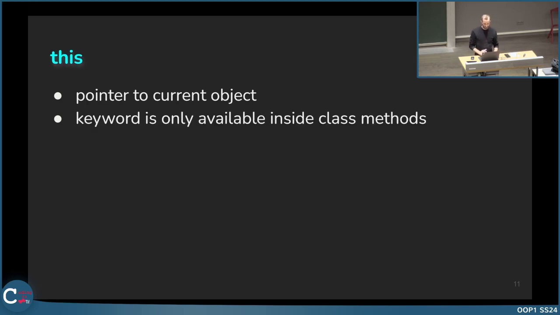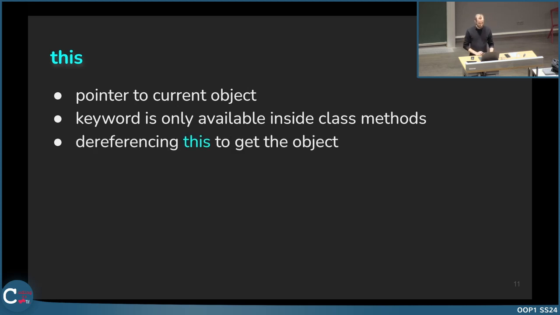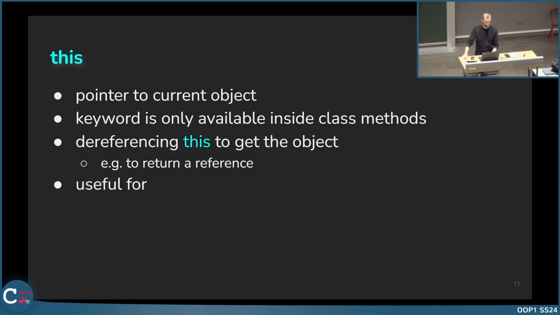This keyword is only available inside the class, of course, because it refers to the current class. You cannot use it outside of classes because there is no context, there is no class where it can refer to. You can dereference this pointer to get the object. For example, if you want to return a reference or return the object itself, then you can just write star, so dereference this.